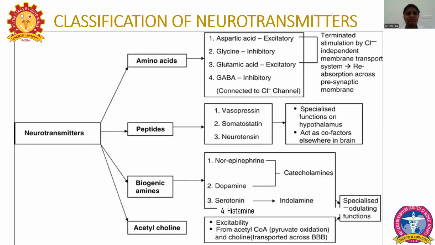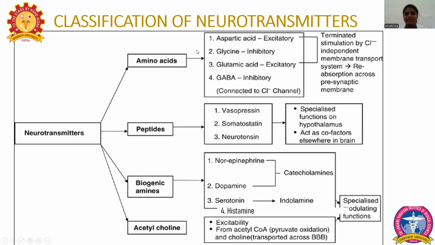And the third part, classification of a neurotransmitter. This is a summary of the classification of neurotransmitters. Neurotransmitters are divided into four types: amino acids, peptides, biogenic amines, and acetylcholine. The most widely secreted neurotransmitter is acetylcholine. First we will see the amino acids.